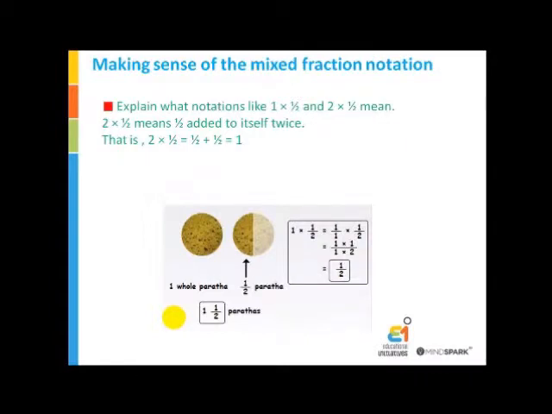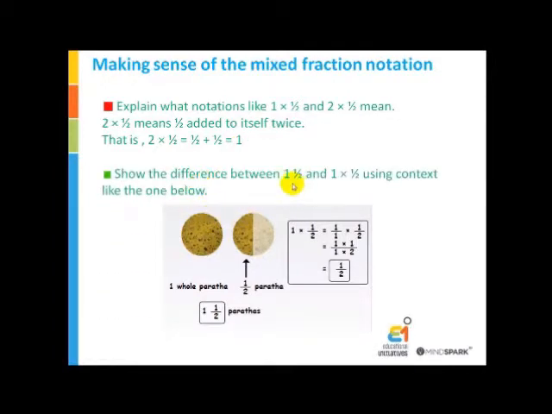Explain what notations like 1 cross half and 2 cross half mean. 2 cross half means half added to itself twice, which is 1. Let us show the difference between 1.5 and 1 cross half using a context like the one below. 1.5 parathas means 1.5 parathas, whereas 1 cross half means half. Half is less than 1, whereas 1.5 is greater than 1. These two are different notations.